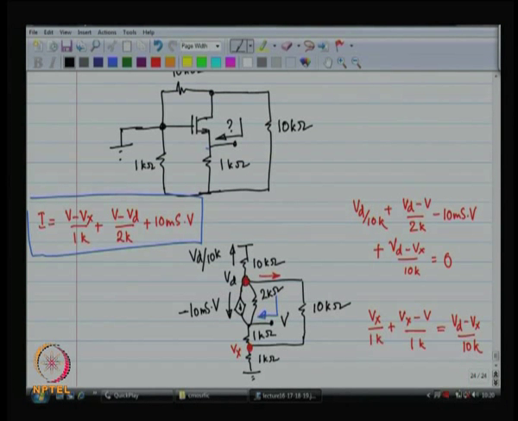Let me multiply everything by 10k to make life easier. So, I will have Vd plus 5Vd, that is 6Vd. Minus 5 times V minus 100 times V plus 5 Vd again, and minus Vx is equal to 0.